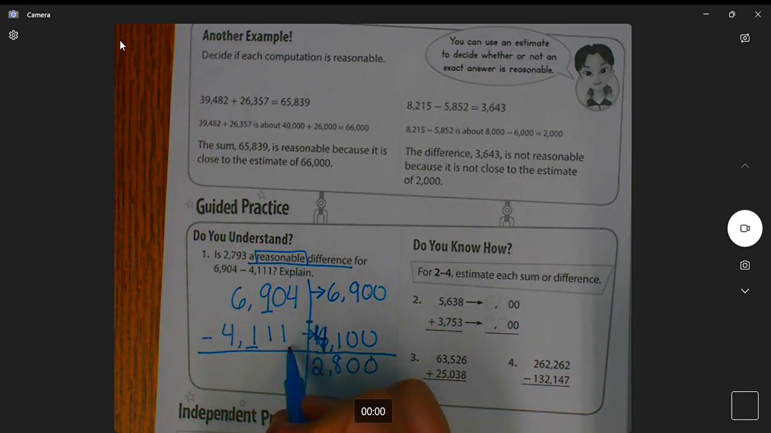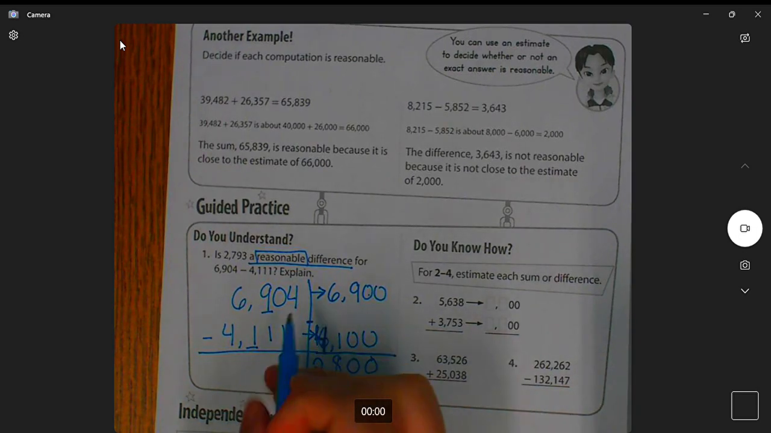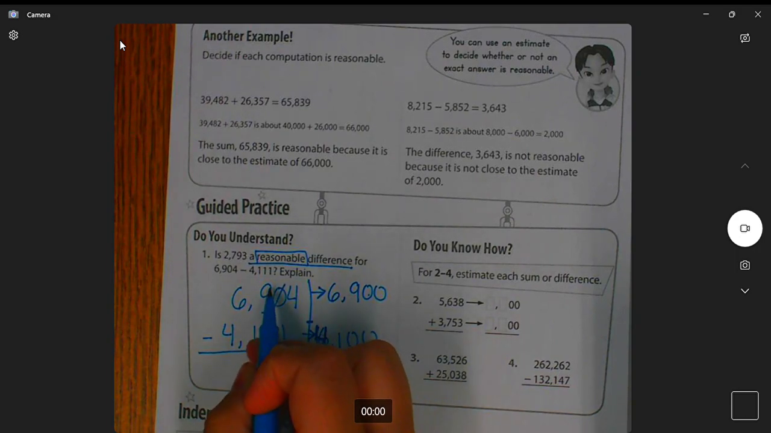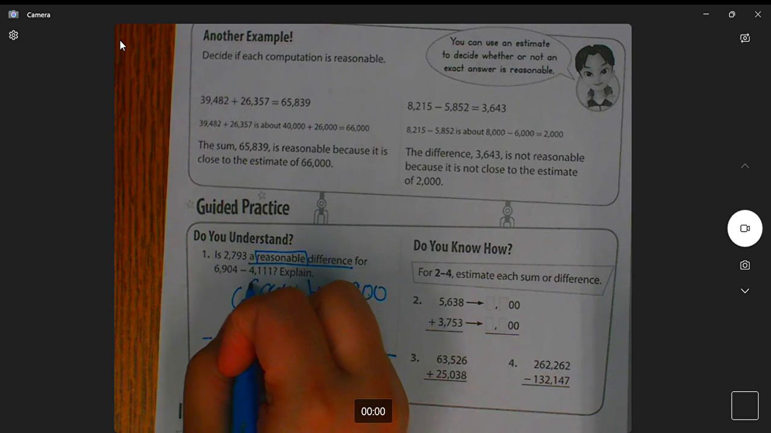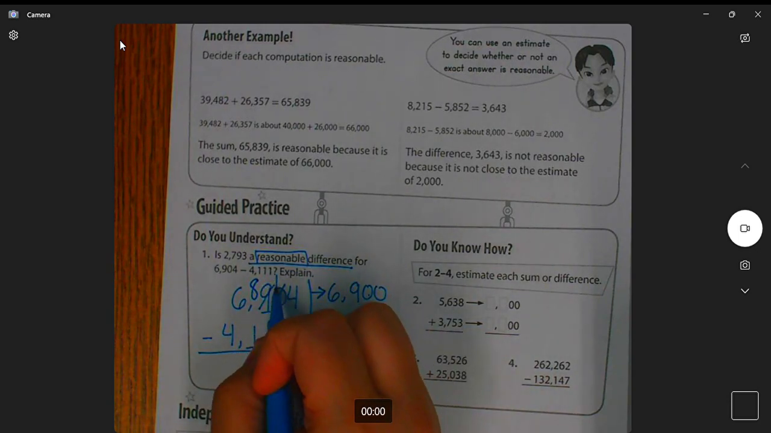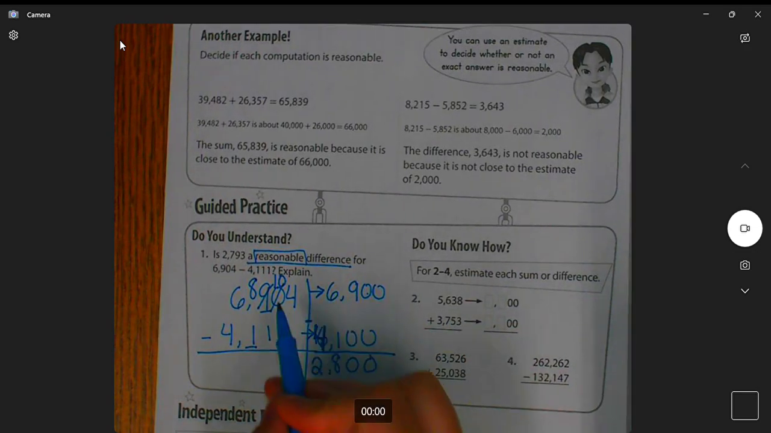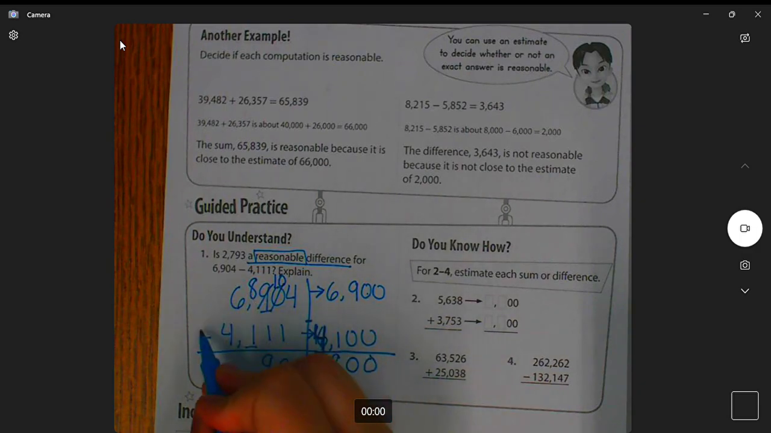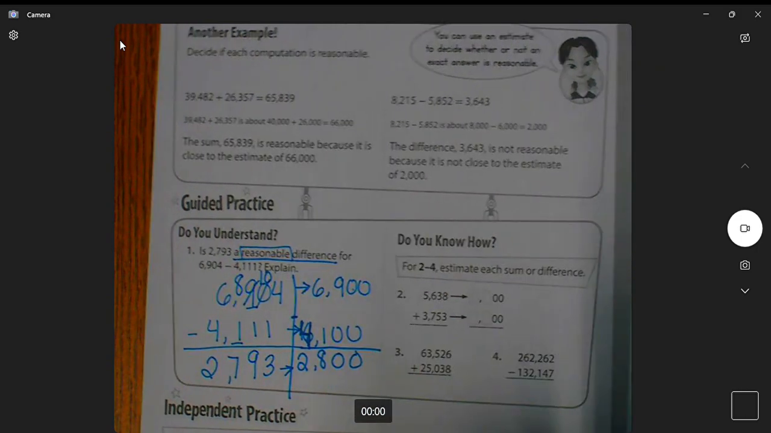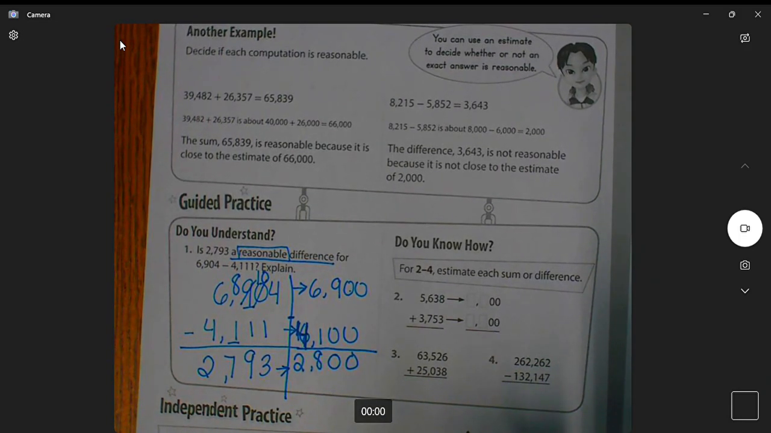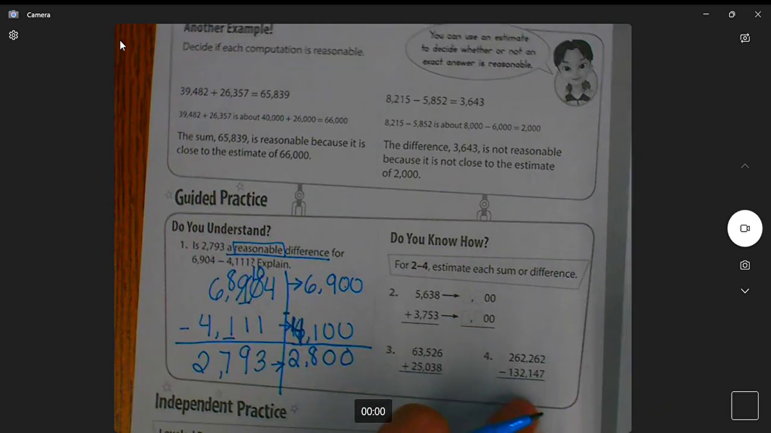4 take away 1? It's 3. 0 take away 1? Can't do it. I have to go next door and ask for more. 9 becomes an 8. Because it's going to give a 10, this 0 is going to become a 10. 10 take away 1? 9. 8 take away 1? Very good, 7. 6 take away 4? 2. Is this a reasonable difference? Is the estimate reasonable? Yes, it is.